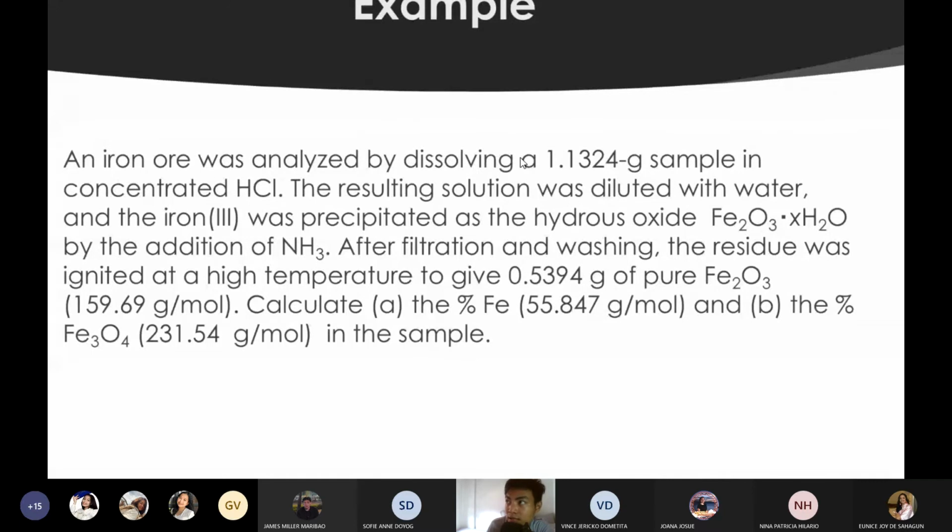An iron ore was analyzed by dissolving this amount of sample in acid. So ito yung acid digestion. So ano yung gagawin mo dito sa acid digestion? What happens here is that yung iyong iron ore, 'di ba, isang malaking chunk yan ng lupa, yung iron ore. Lalagay mo yan sa acid so that magiging ions lahat yan, okay?